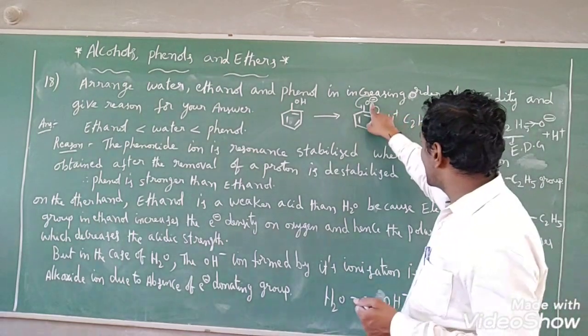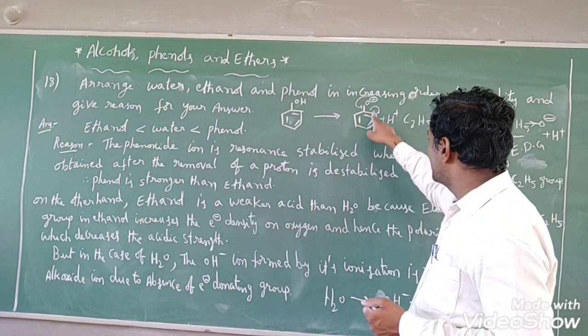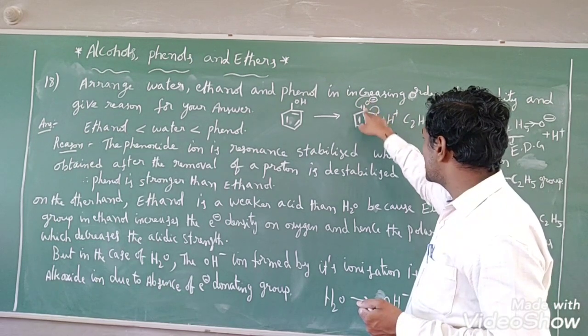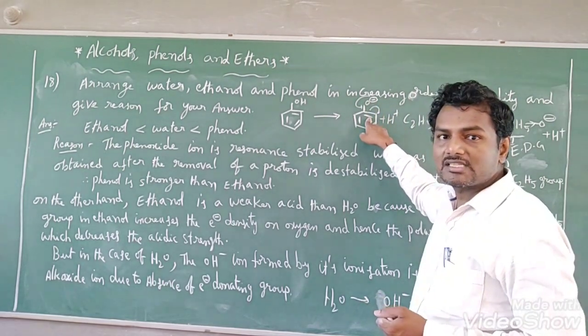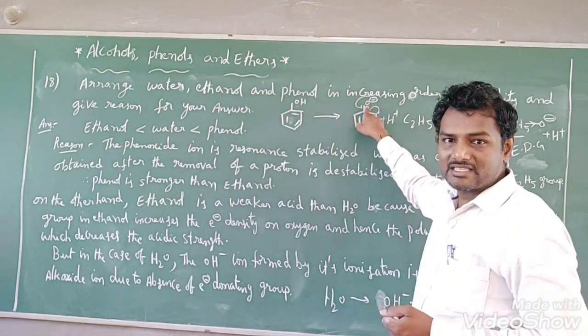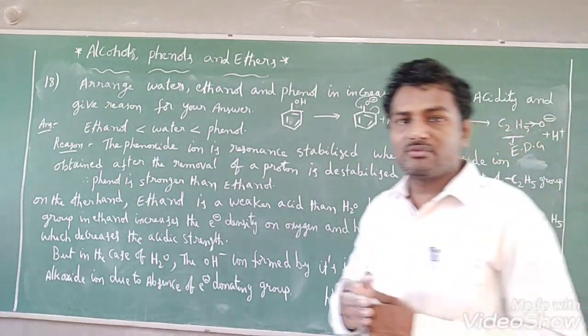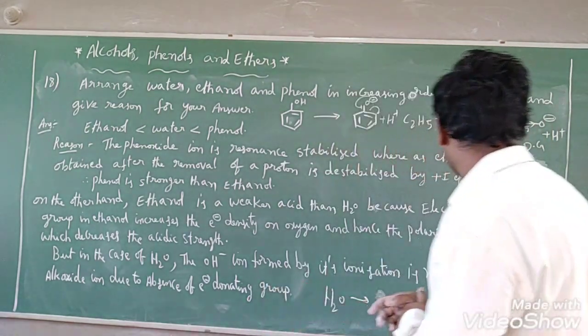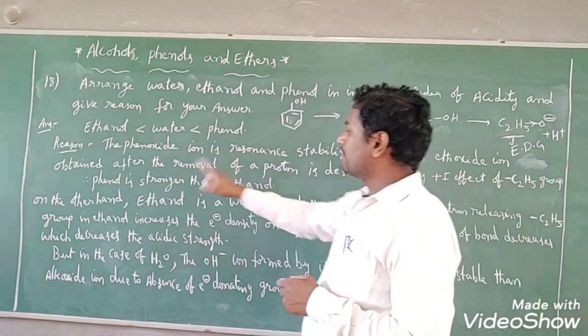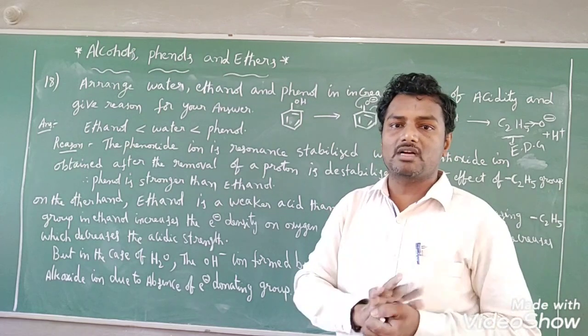Here the electron density on oxygen will decrease due to the involvement of the negatively charged electrons in conjugation with the pi electrons of the ring, right? So because of that reason, this is stabilized, but the other is destabilized due to the plus I effect of the C2H5 group, students. Now, therefore, we can say phenol is stronger than ethanol. Phenol and ethanol we have compared.